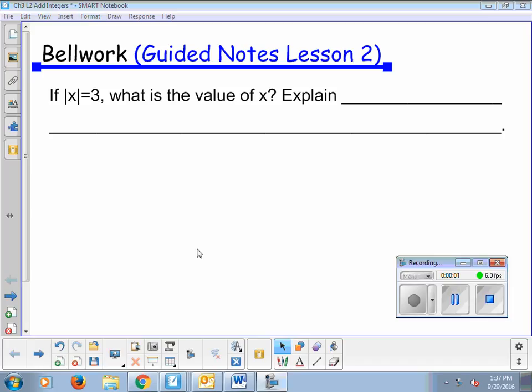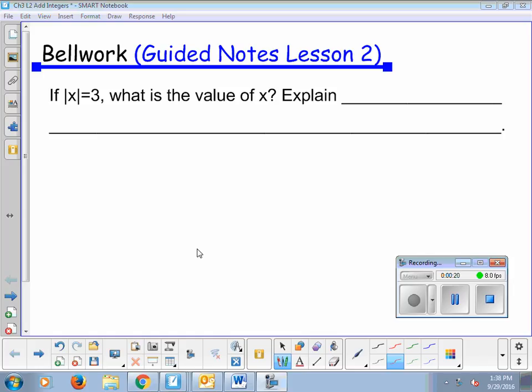Okay, so for today's lesson, we're in our guided notes lesson 2. We have our Bellwork question. If the absolute value of x equals 3, what is the value of x? You could have more than one answer for this. Who came up with one?